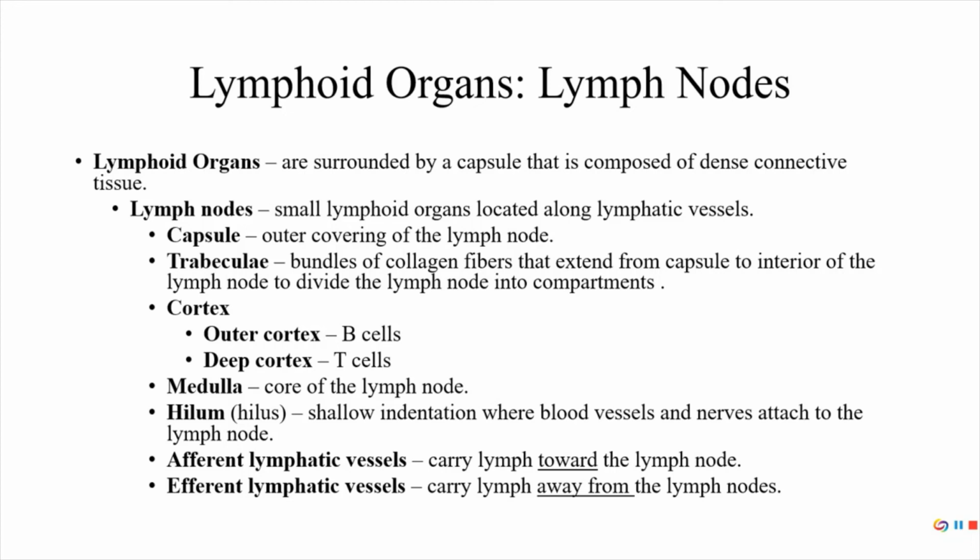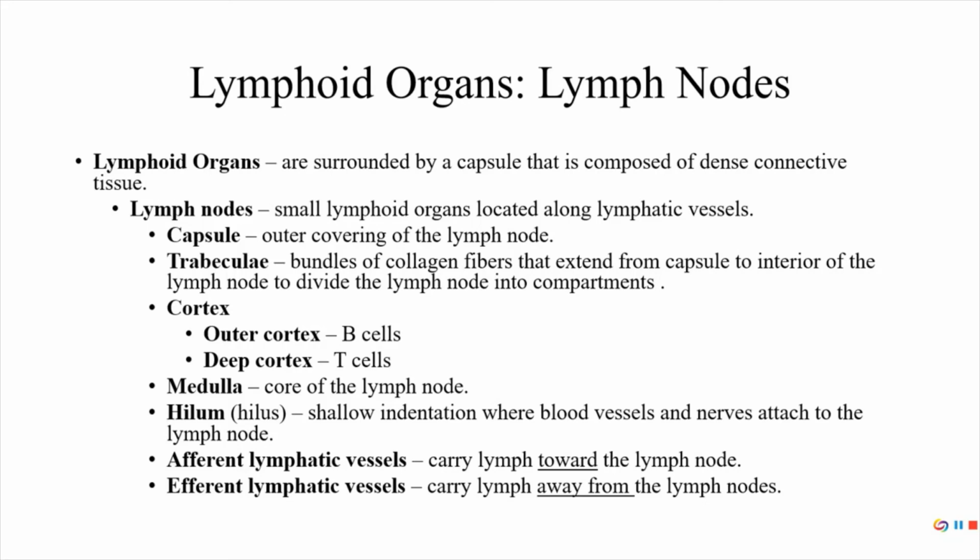Now, there will be two kinds of lymphatic vessels or lymphatics that come and go from this. The ones that arrive, carry lymph to a lymph node, are called afferent. Afferent arrives carrying lymph towards the lymph node. Efferent exits, carries away from lymph nodes.